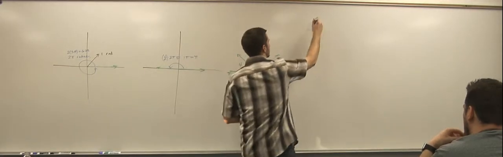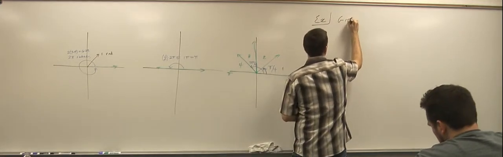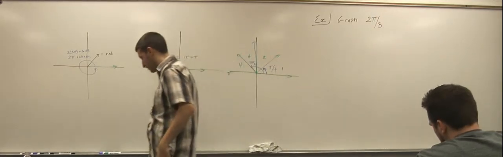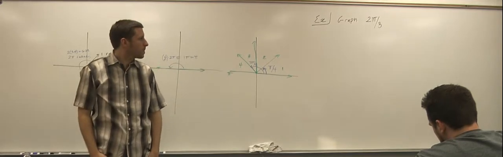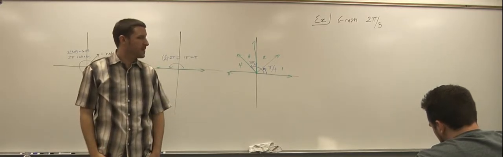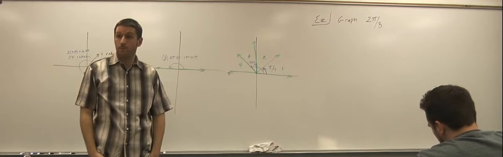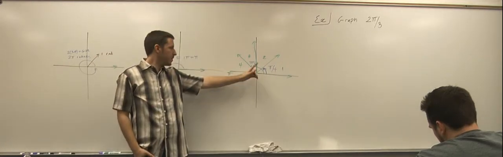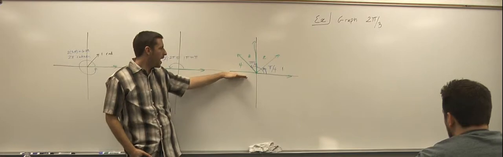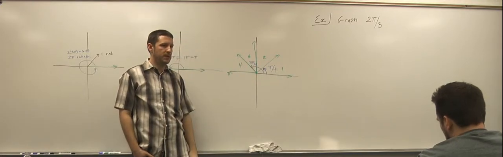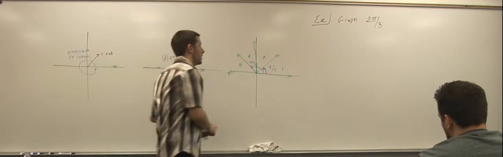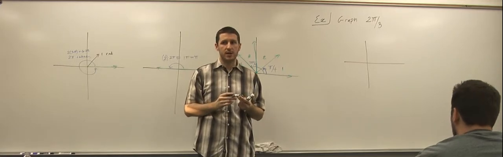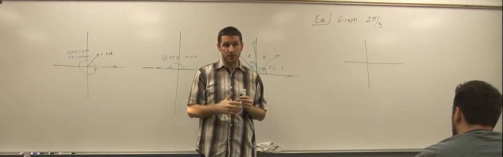So random example. Any idea? Have to break pi up into 3. Yeah. Treat it just like we did here, right? When we graphed 3 pi over 4, we broke pi up into 4 equal sectors and went 3 of them. So if you want to graph 2 pi over 3, take your pi, and another classic mistake, pi is half a rotation. Pi is not a full rotation. What's a full rotation? 2 pi.